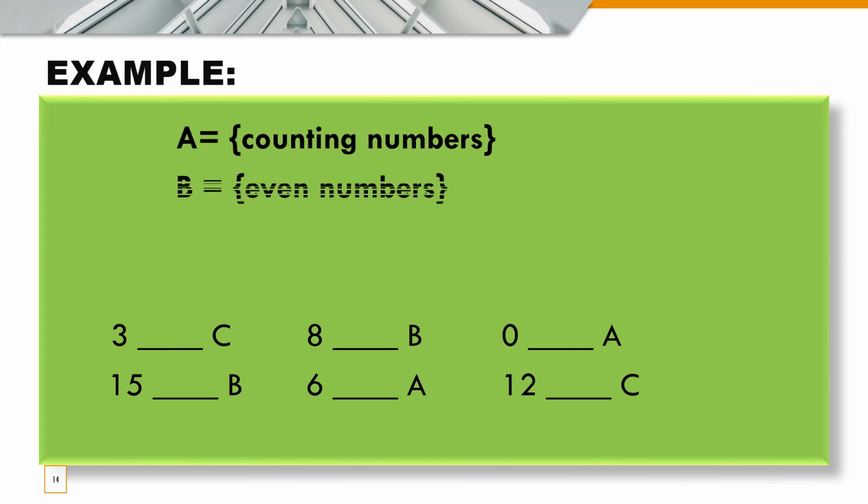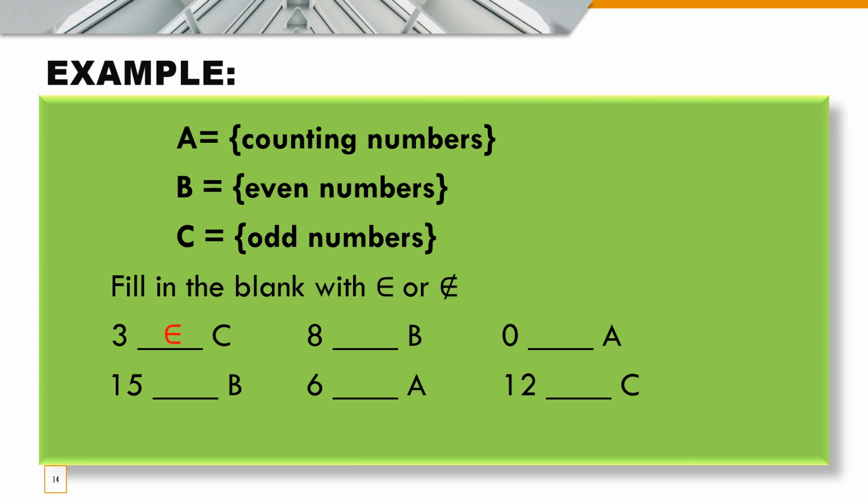So let's have here, let's try to answer this. Set A, counting numbers. B, even numbers. And C, odd numbers. Is 3 an element of C? Is 3 an odd number? Yes. So 3 is an element of C.